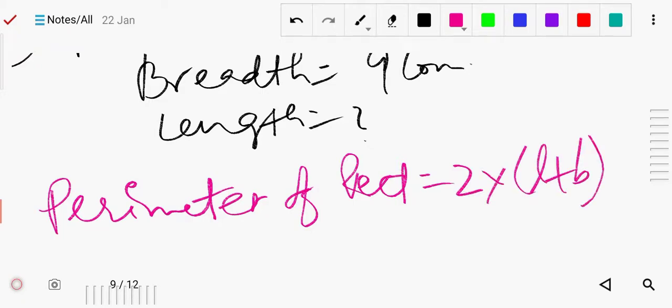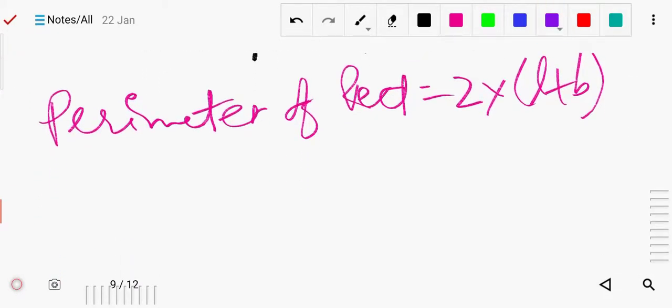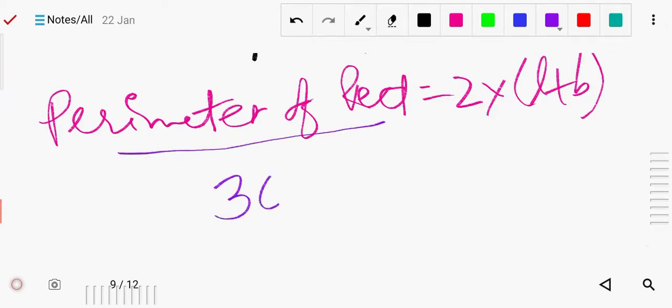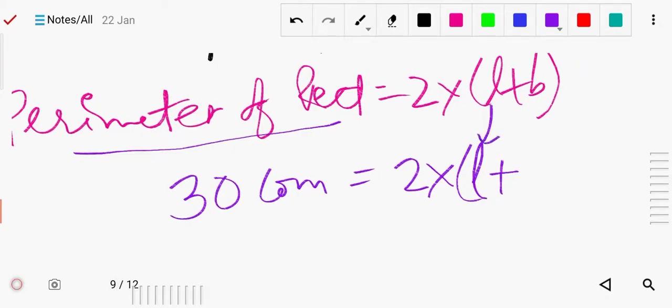Now, what values are given? Perimeter is given and breadth is given. So just below this, you write 30 centimeter, it is given. Now write 2 into L. Length is not given, you have to find it, so write the same L, no need to write anything else, because its value is not given. What is the value of B? 9 is given, so write 9.